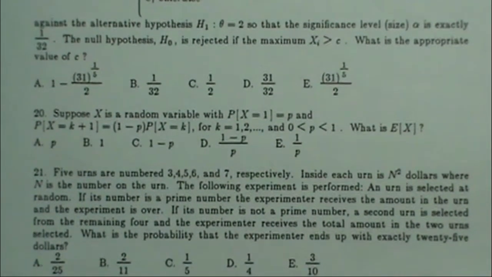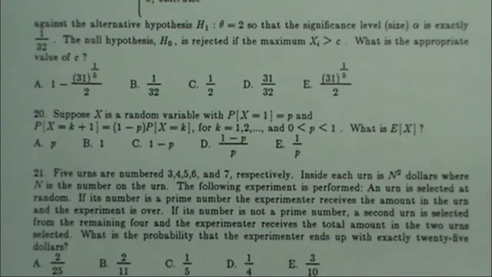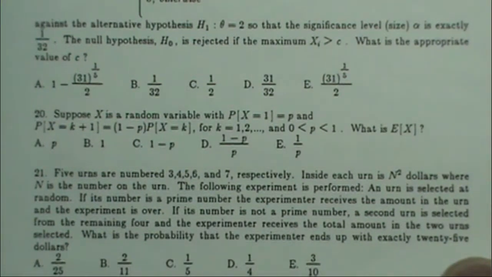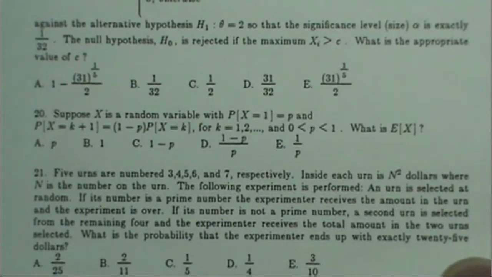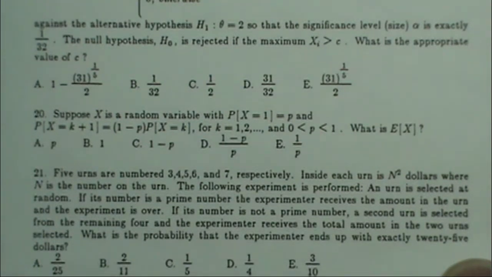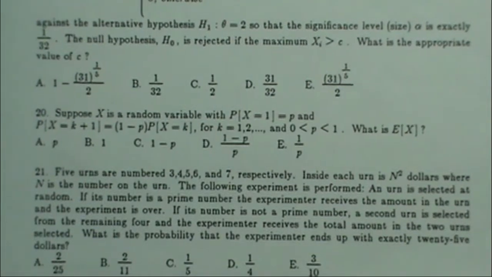Number 20. Suppose x is a random variable with probability that x equal to 1 is p, and the probability that x equal to k plus 1 is equal to 1 minus p times the probability that x is equal to k. And this is for k equal to 1, 2, all the way to infinity, and p is between 0 and 1. What is the expected value of x?